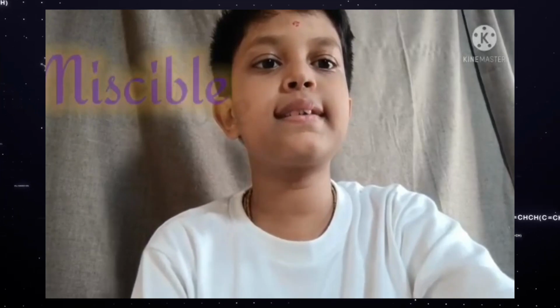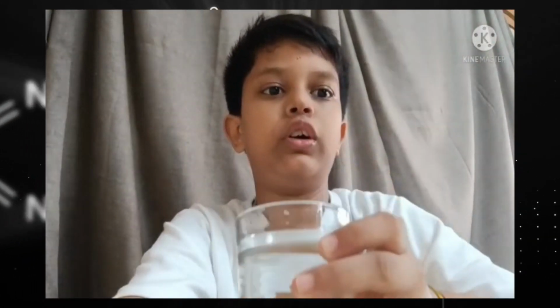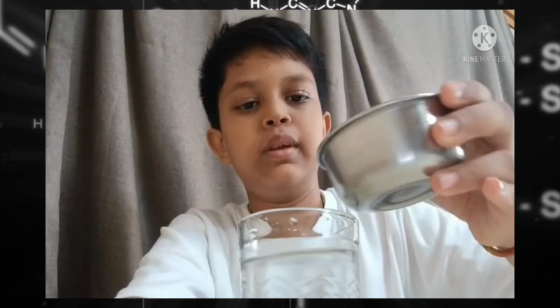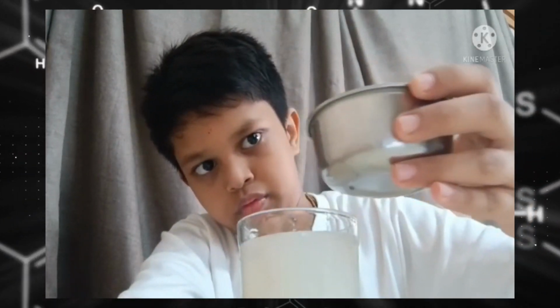Miscible: a liquid that dissolves in water is called miscible. For example, fruit juice, milk, etc. Take 1 glass of water, mix milk in water. We can see that milk has dissolved in water.